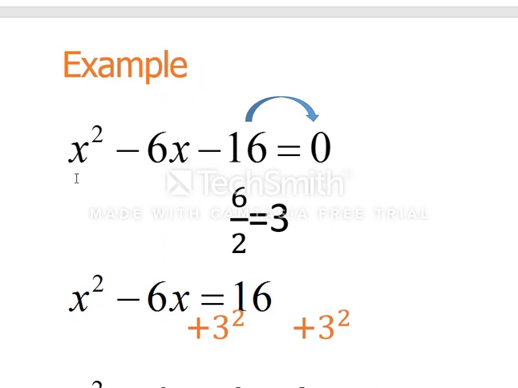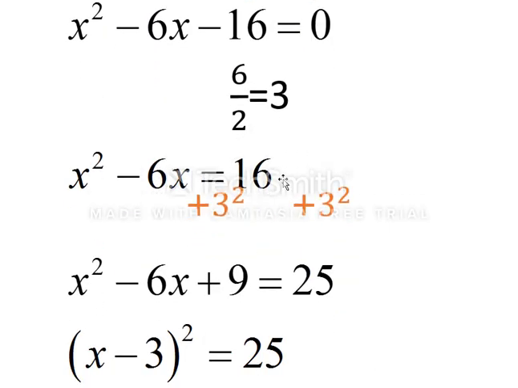Here we have another quadratic equation, x square minus 6x minus 16 is equal to 0. The first step is to shift the constant term to the other side. So it will become x square minus 6x is equal to 16. The second step is to divide the coefficient of x, which is 6 here, by 2. We will get 3. And we will add this 3 square on both sides of the equation.